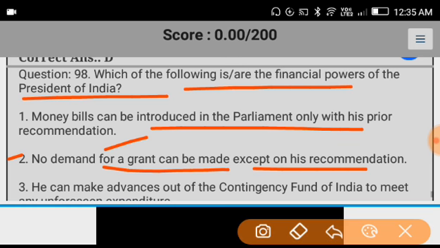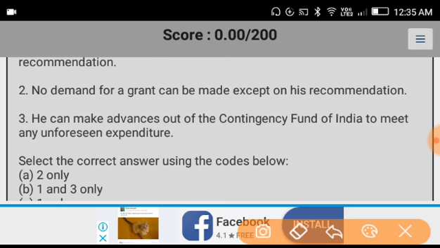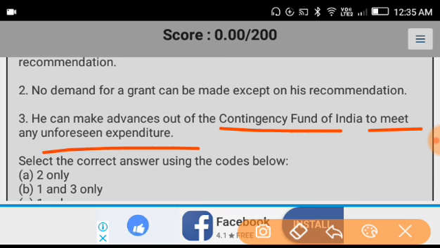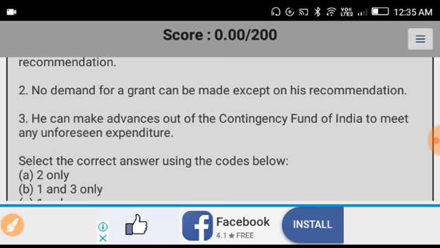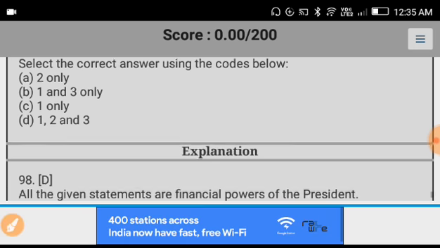No demand for a grant can be made except on the President's recommendation, and he can make advances out of the Contingency Fund of India to meet any unforeseen expenditure. So statements 1, 2 and 3 are all correct. So our answer is D. Please remember, D is the answer.